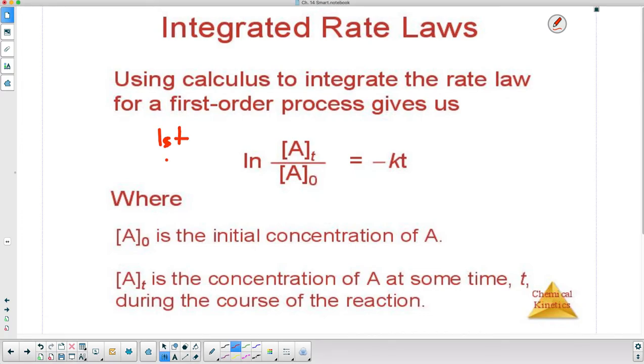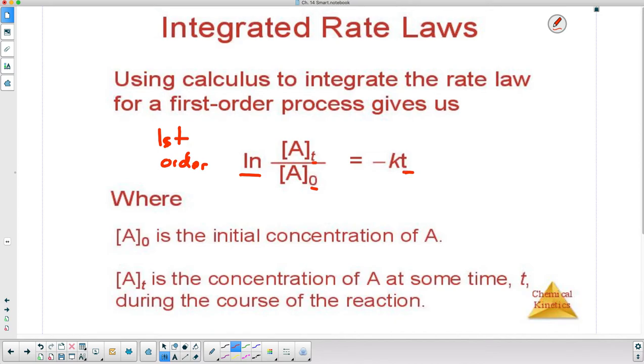First order reactants would have this natural log. This is the concentration of A at whatever the time is, and this is the concentration of A at the initial time. So if you take the concentration of A at time T, which of course shows up over here, divided by the initial concentration, and take the natural log of that, then you can find the T at any time and the concentration at that time.